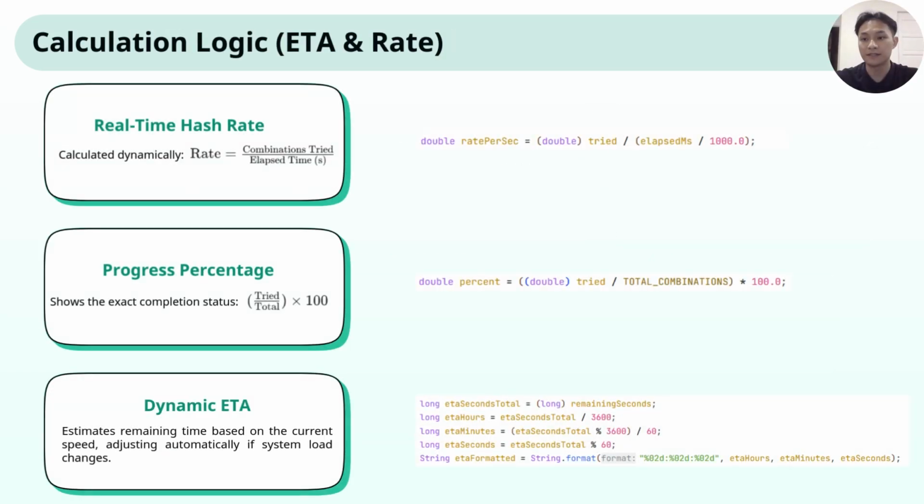I will now explain the maths behind our monitoring. First, we calculate the real-time hash rate by dividing the total combinations tried by the elapsed seconds. Second, we derive the progress percentage to show exactly how much of the search space has been covered. Third, we provide a dynamic ETA. By dividing the remaining workload by our current speed, we generate a precise countdown in hours, minutes, and seconds, which adjusts automatically to system load.